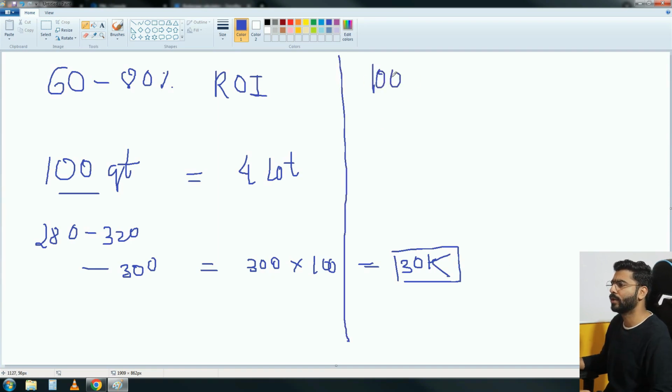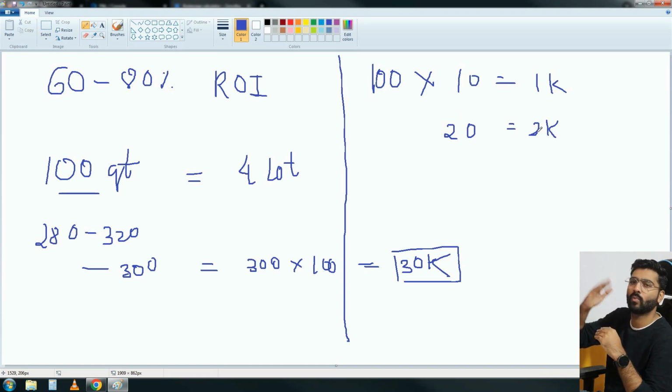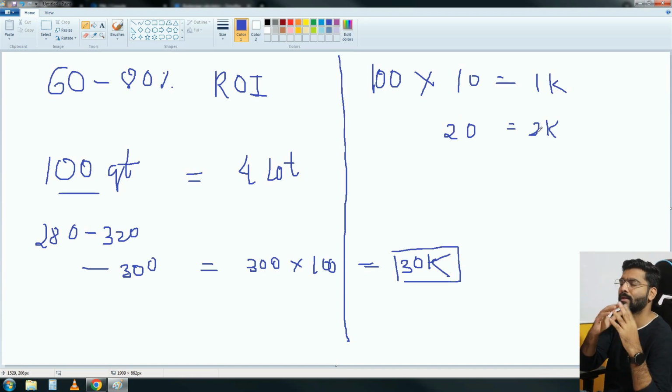Okay, so 100 quantities, and even if you book 10 points, that makes somewhere like 1k. So if you took 2 trades, that will be 20 points, and that will be somewhere like 2k. So 20 points from 2 different trades, or maybe you might get one good spike, and that is okay. Still we will calculate it as 10 points.